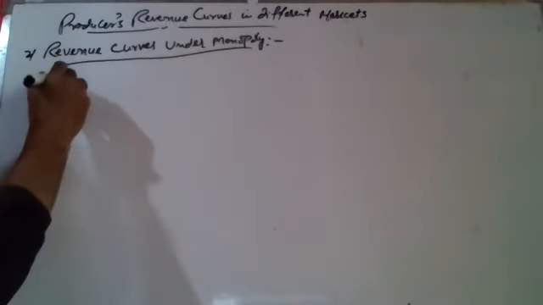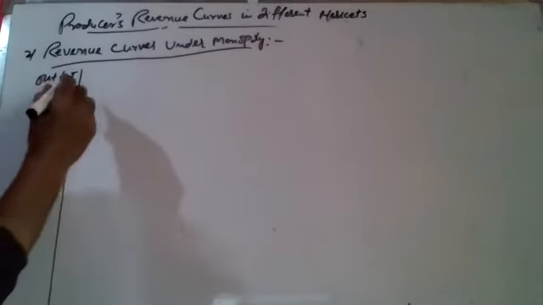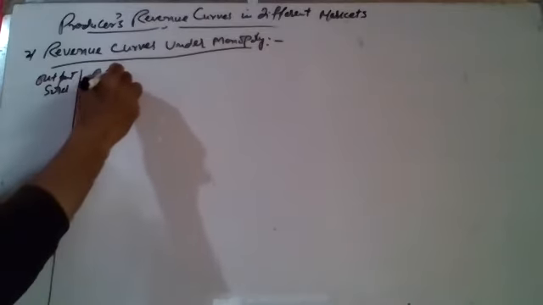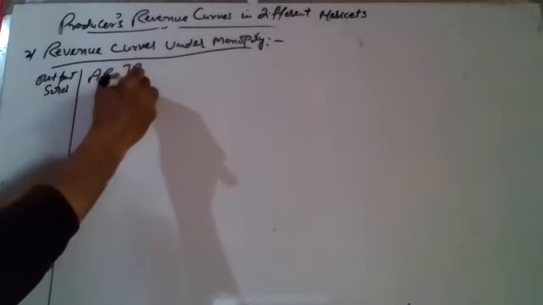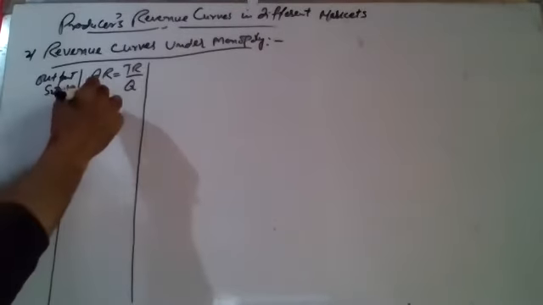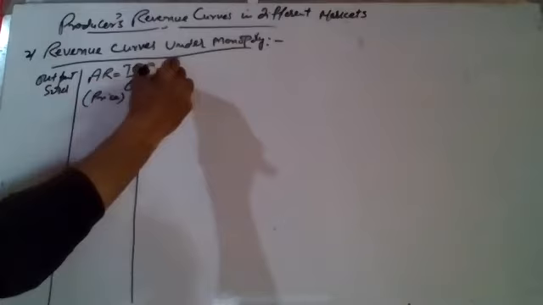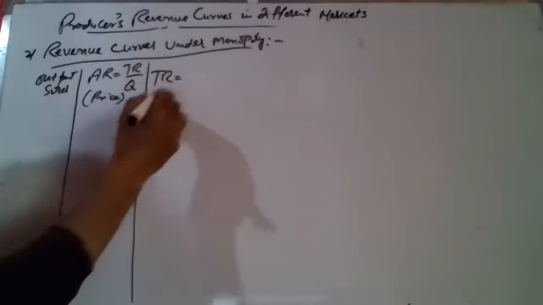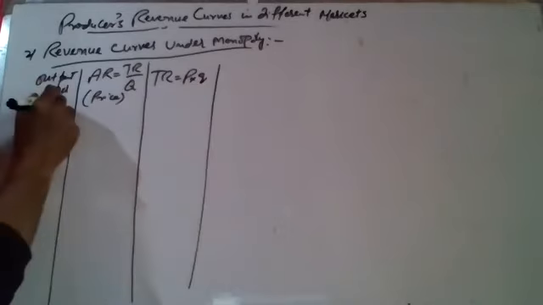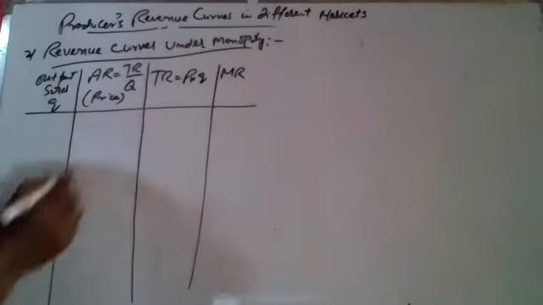If we have, for example, output sold and we have average revenue, which is equal to total revenue divided by Q. Average revenue is also price. We have total revenue, which is equal to P multiplied by Q. This is Q and this is P. When we have total revenue, we can calculate the marginal revenue.